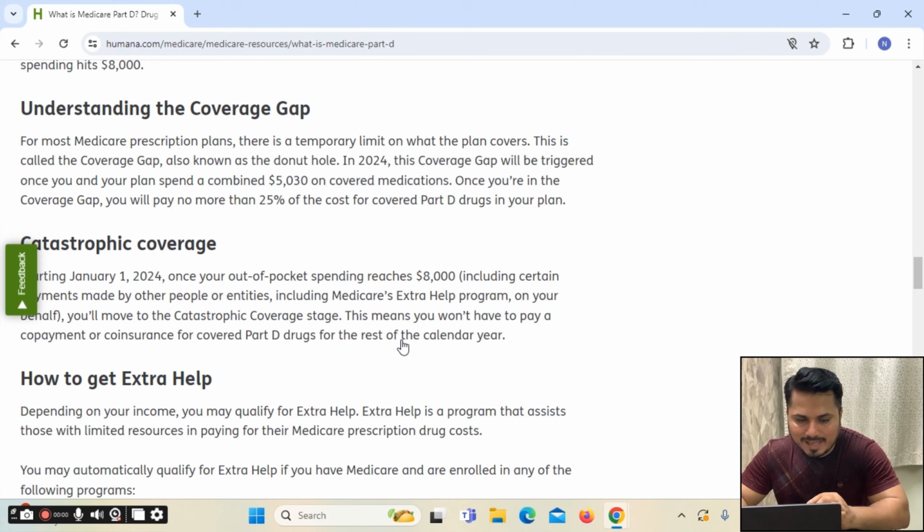Understanding the coverage gap. For most Medicare prescription plans, there is a temporary limit on what the plan covers. This is called the coverage gap, also known as the donut hole. In 2024, this coverage gap will be triggered once you and your plan spend a combined $5,030 on covered medications. Once you are in the coverage gap, you will pay no more than 25% of the cost for covered Part D drugs in your plan.